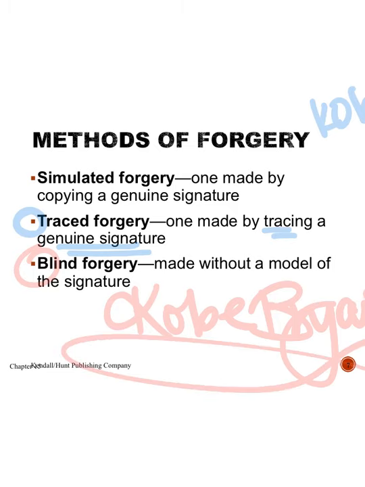Maybe that's how he signs his name. Boom. That's a blind forgery. I have no clue what his signature actually looks like, but I'm just going to go ahead and forge it. Okay. If it's a simulated forgery, that's where you've seen your parents' signature before.